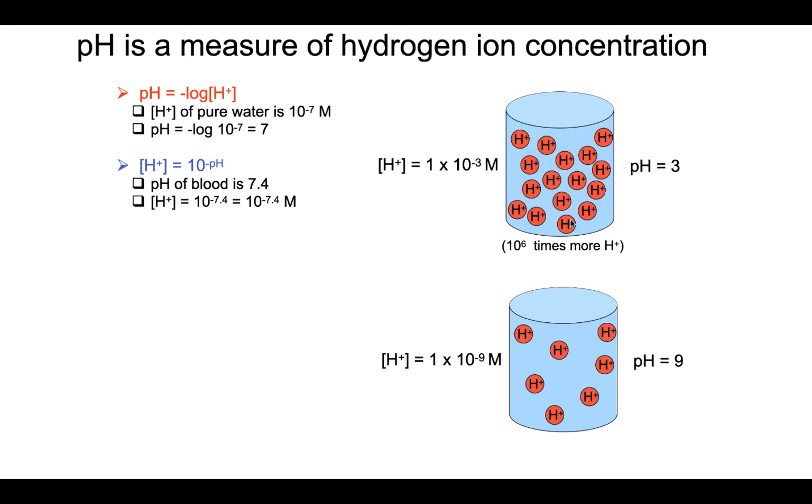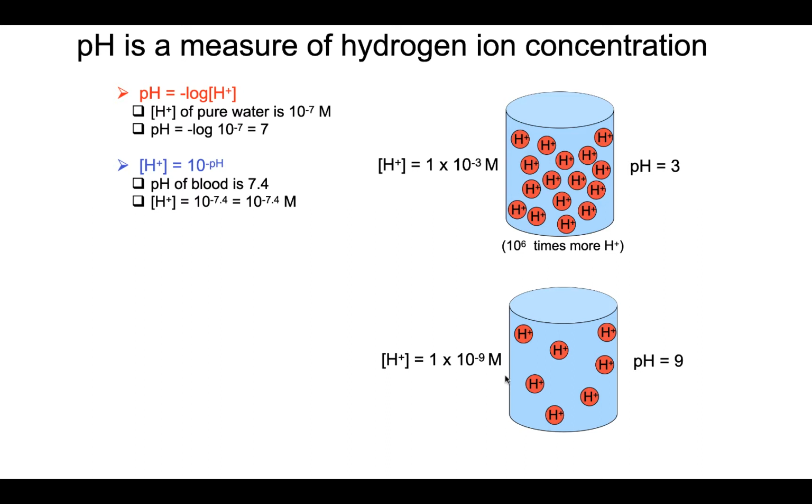And so we're constantly talking about it in biology and biochemistry. The problem is to say something like, oh, the hydrogen ion concentration of this solution is 1 times 10 to the minus 3 molar. Or the hydrogen ion concentration of this solution is 1 times 10 to the minus 9th molar. That's a mouthful. And we're talking about it all the time, and we don't want to have to constantly say all of that.